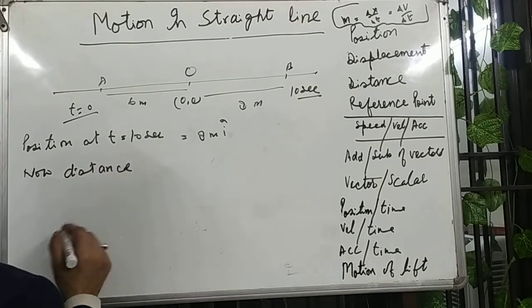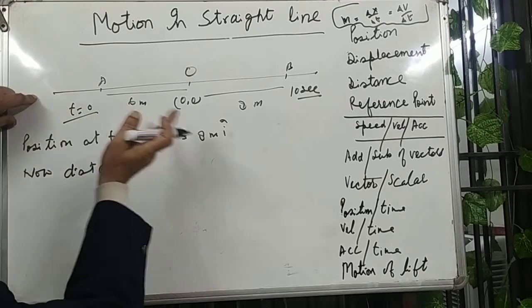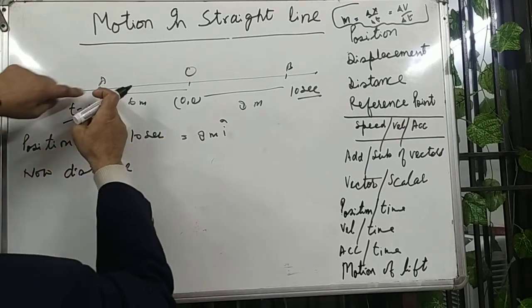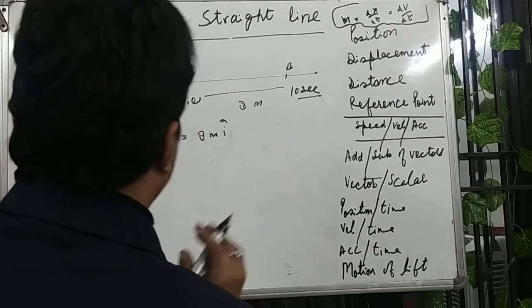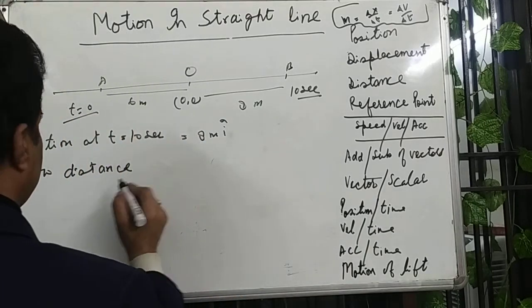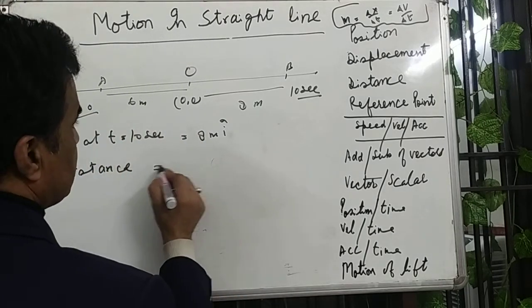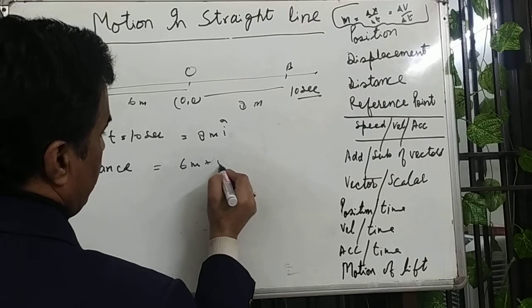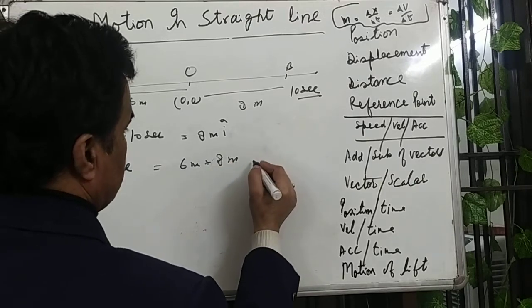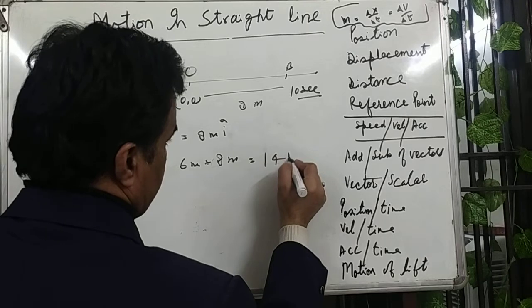Distance is a scalar quantity, always positive. So what will the distance be? 6 meter plus 8 meter. So distance is 6 meter plus 8 meter, that is 14 meter.